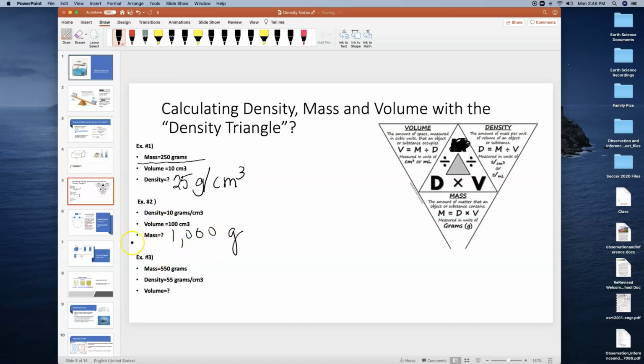Remember, mass is always in grams. Volume will either be in cubic centimeters or milliliters. And your density is always going to be grams per cubic centimeter or grams per milliliter.